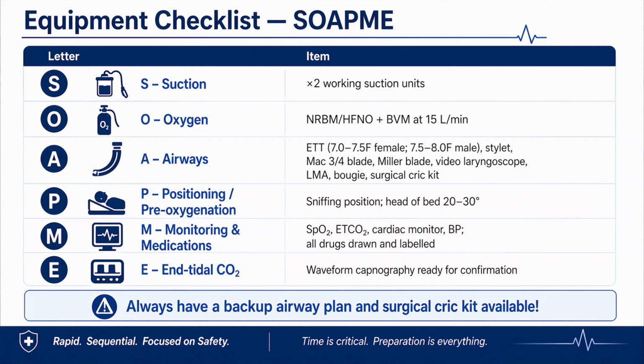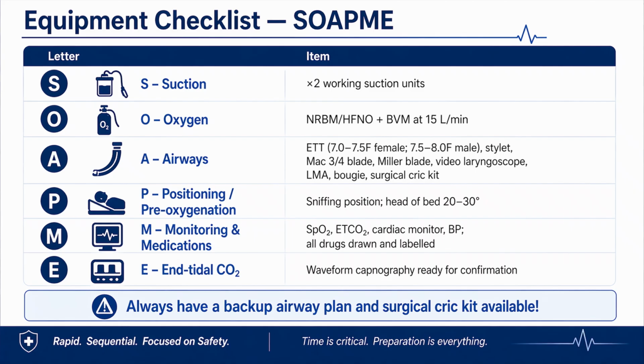So the first step is preparation. We will divide the equipment checklist into a mnemonic called SOAPME. S stands for suction. O is for oxygen, that is, if you require an NRBM, high flow nasal oxygenation, or bag mask ventilation. A stands for airway equipment like endotracheal tube, stylet, bougie, video laryngoscope, surgical cricothyrotomy kit, whatever is required. P stands for positioning and pre-oxygenation.